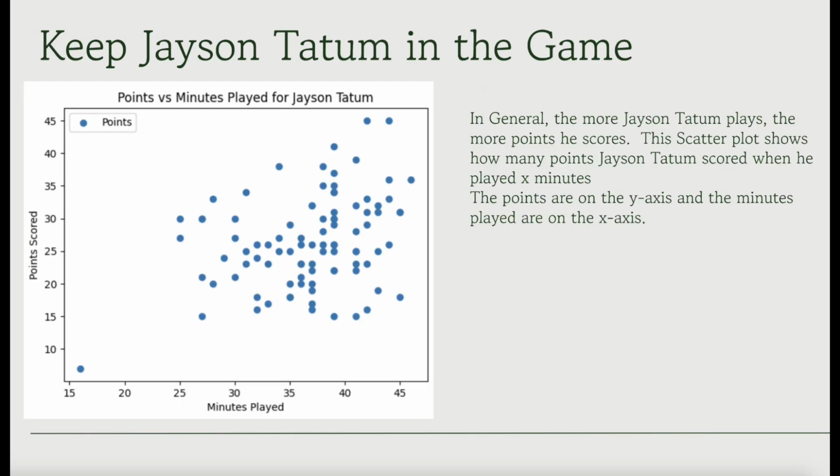Alright, so right now we're looking at a scatter plot which shows the minutes played on the x-axis and the points scored on the y-axis. And while there's some variation in the data, in general, this chart really shows that the more Jayson Tatum plays, the more points he's going to score. So basically, the Celtics should keep Jayson Tatum in if they want to keep on winning games.